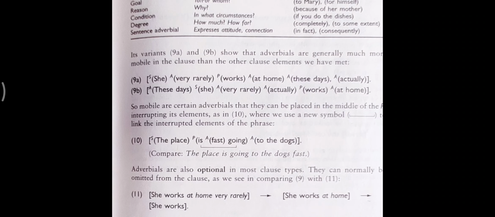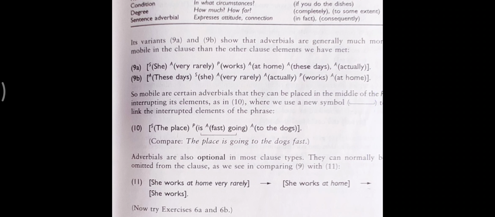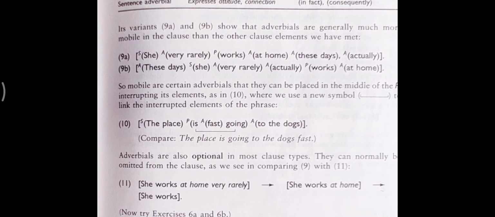So without affecting any change in the meaning, we are using this. The A is fast going to the dogs. Adverbials are also optional. See, she works at home will be enough. She works. It will be enough. But we have removed all those adverbials one after the other, and the only basic clause elements that have remained are S and P in the 11th number sentence. So we come to the conclusion that adverbials can be removed without affecting any change in the meaning of the basic sentence, and that is what we have seen. Adverbials are mobile, adverbials are optional, adverbials can be removed.